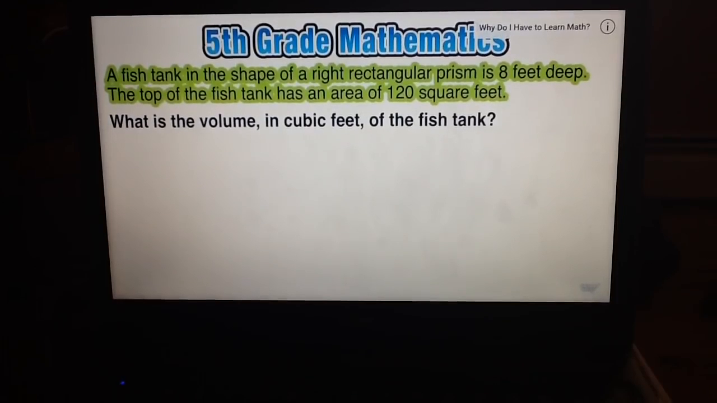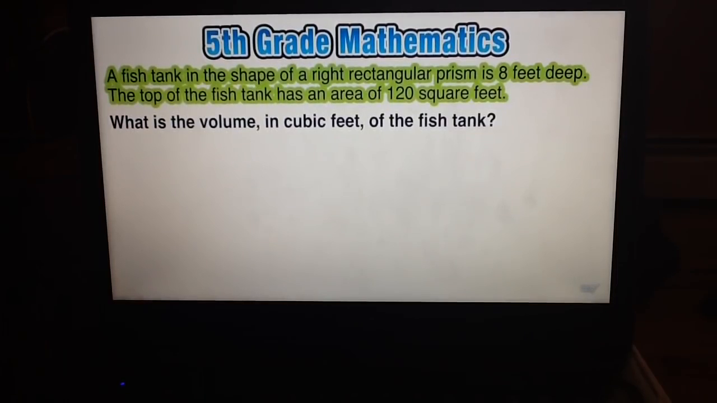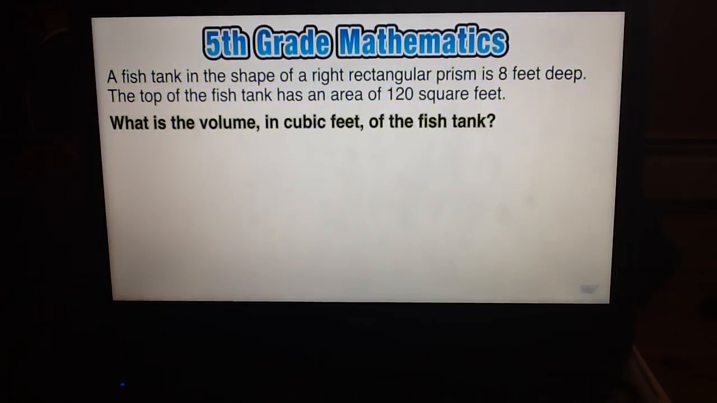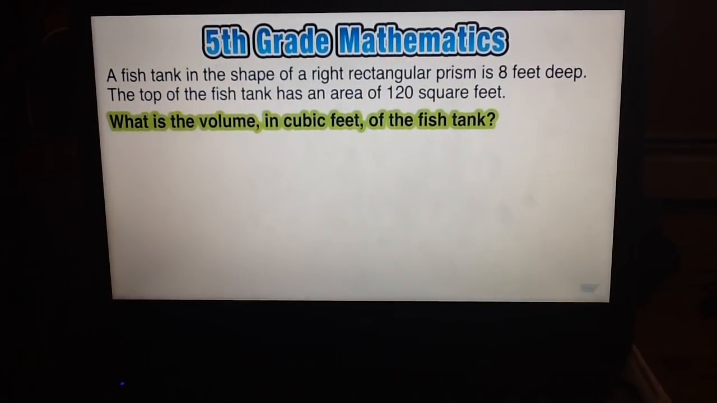This problem, let's go ahead and dive right into it. No pun intended. In this case, we have a fish tank in the shape of a right rectangular prism that is 8 feet deep, and the top of the fish tank has an area of 120 square feet. Now, using this information, our task here is to find what is the volume in cubic feet of the fish tank.